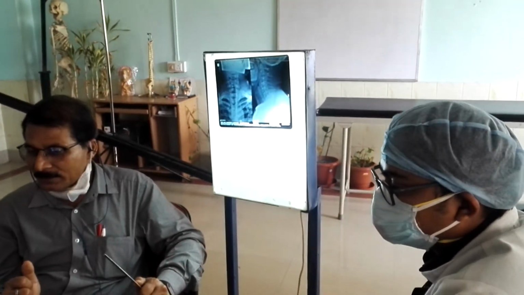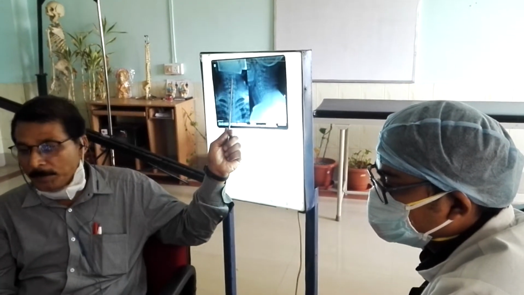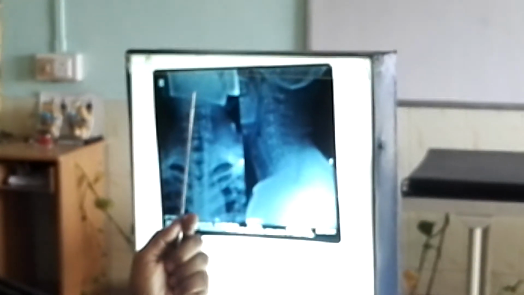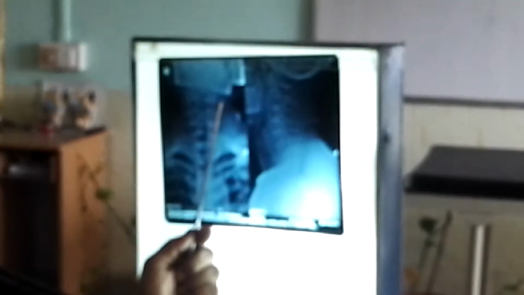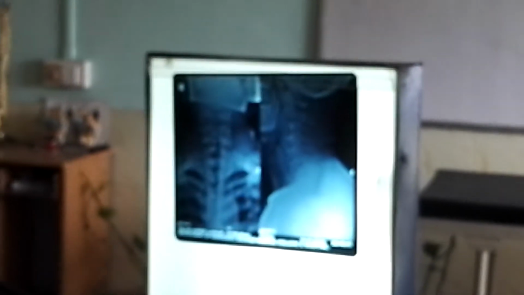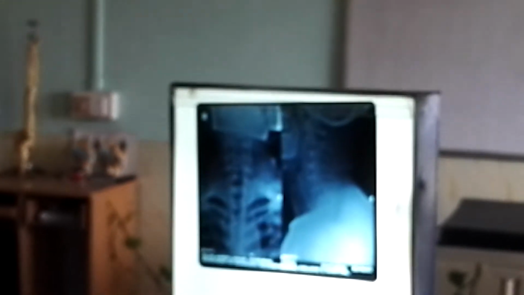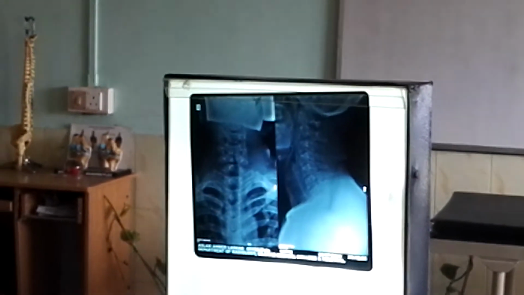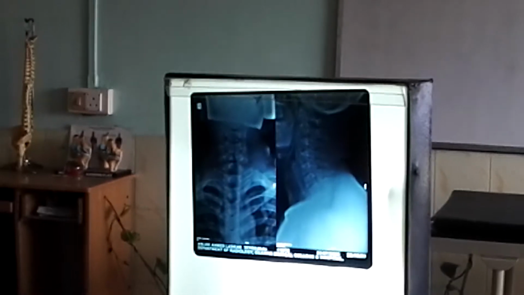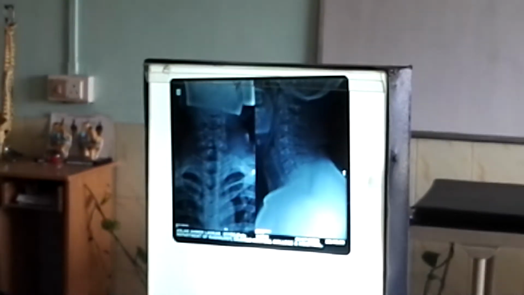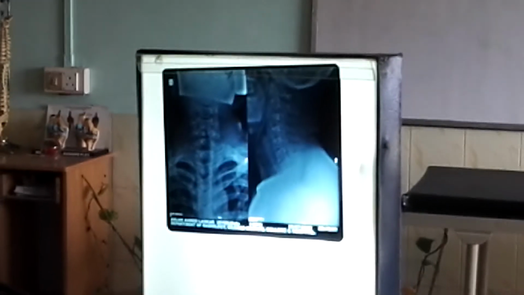The same thing is applicable for the AP view also. You have to draw lines there. There are 3 lines: one is the central line, and 2 peripheral lines. In the central line, basically you look for the end-on view of the spinous process. This end-on view alignment is very important, whether they are aligned or not. This line breakage is more important in case of unilateral dislocation of the facetal joint.